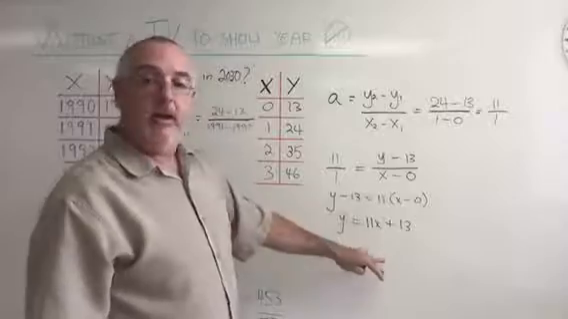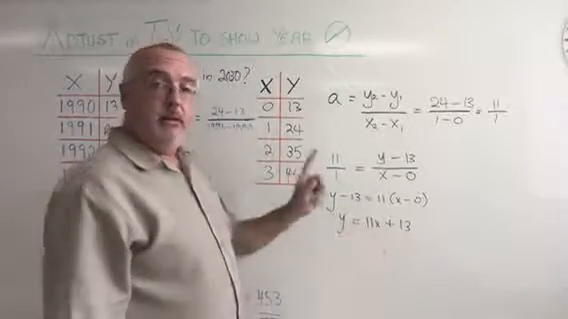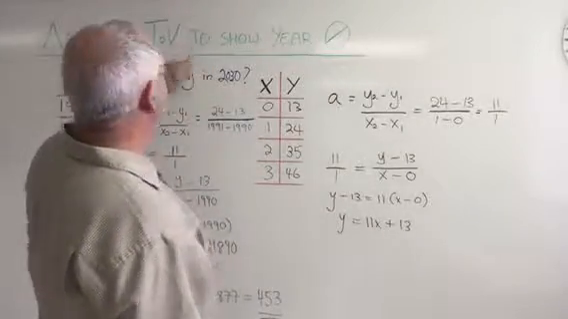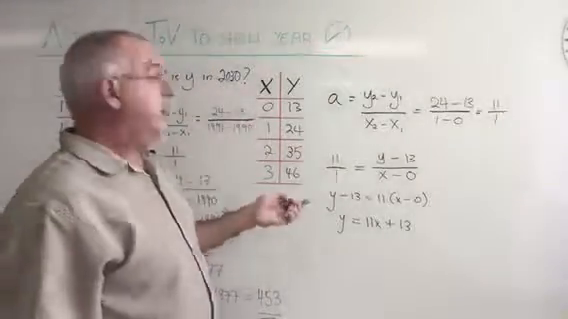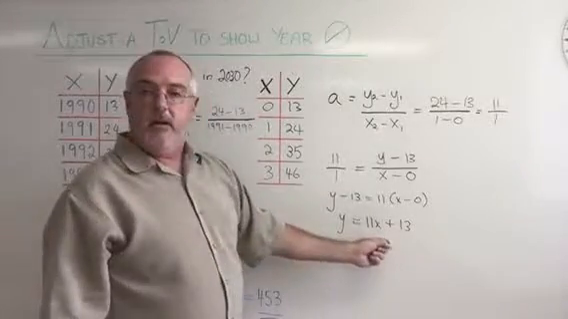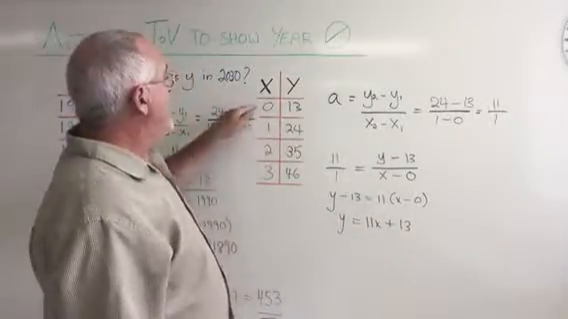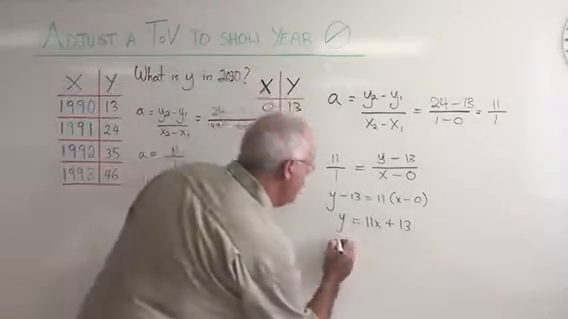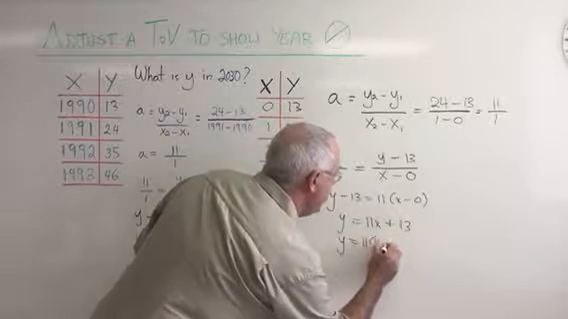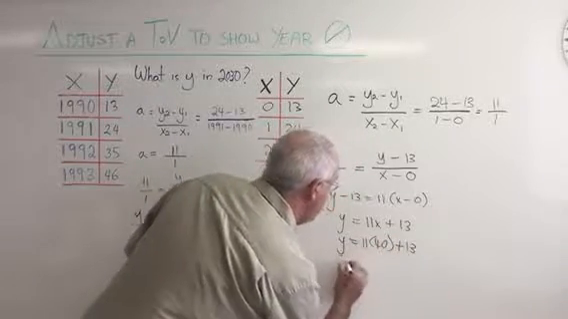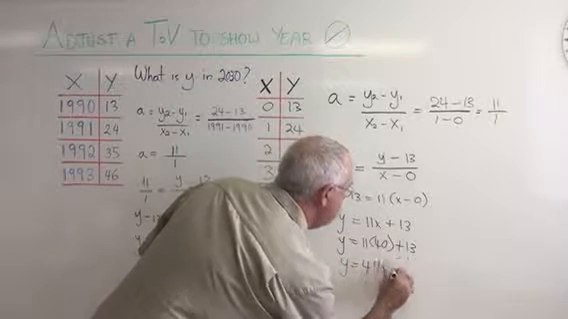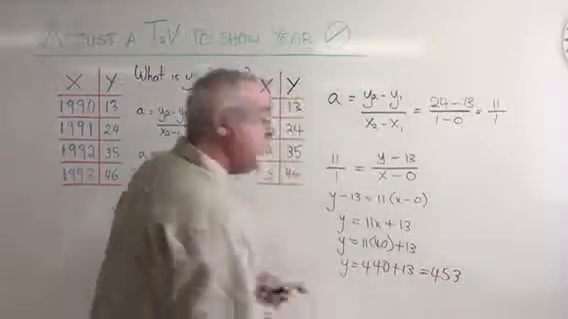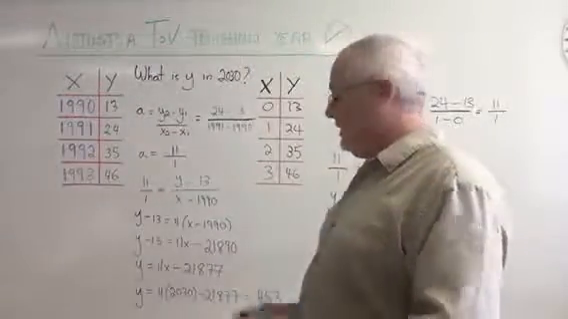Now I need to plug in the year, but this is the only extra step that you have to do if you decide to simplify your table of values by starting it at year 0. I can't plug in the year 2030 as my x. Since 1990 was year 0, 2030 will be year 40. I have to plug in x equals 40. So y equals 11 times 40 plus 13. Y equals 440 plus 13, which is 453. I get the same answer that I got with the first method, and it is the correct answer.